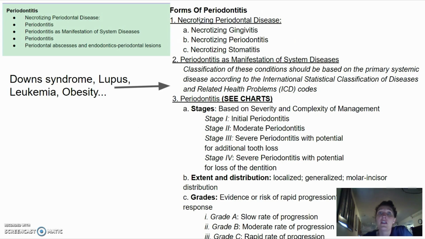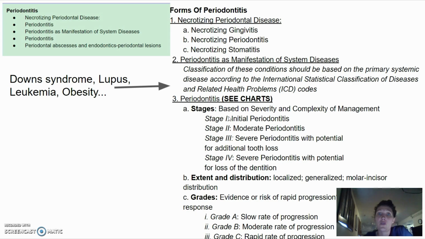And the first section, necrotizing periodontal disease, we know what those are. Periodontitis as a manifestation of systemic diseases. These are, like, if a patient has Down syndrome or lupus or leukemia, they might have periodontitis due to some of these. Obesity was also in that classification. And there's a lot of information in this section. If you want to know more about it, you can go read that section in particular.